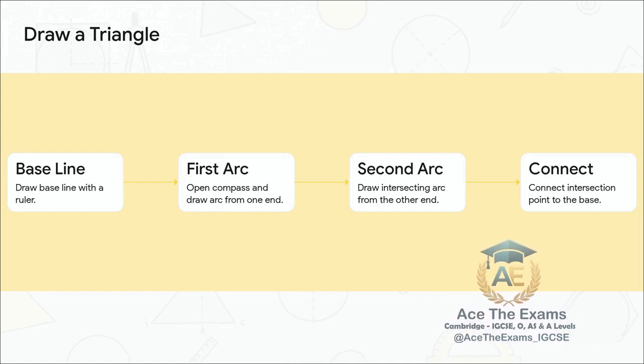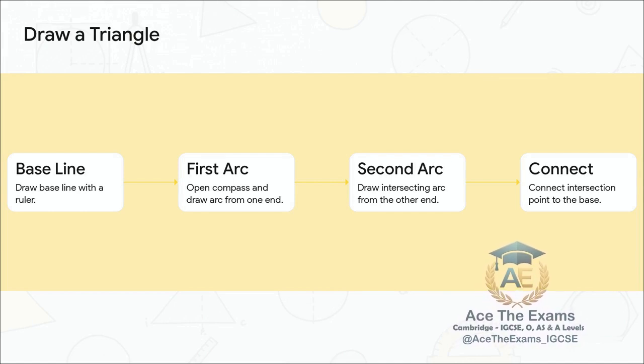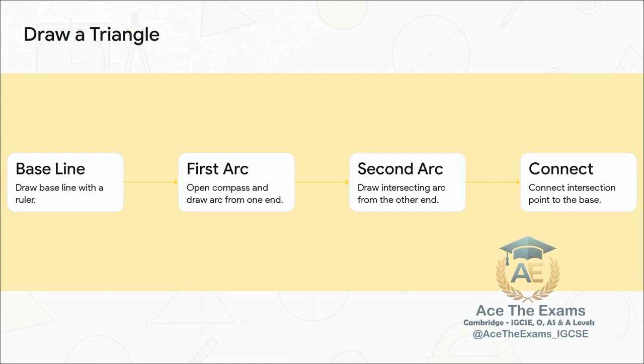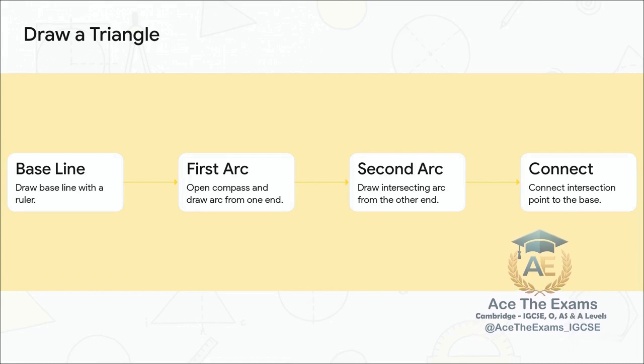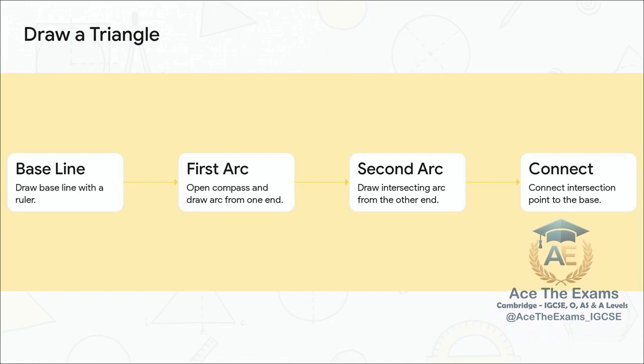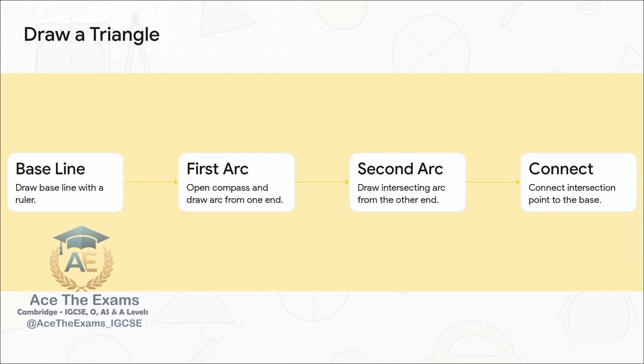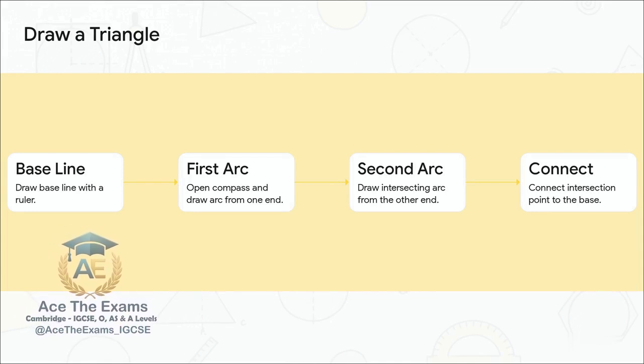Step 2. Open your compass to exactly 6 centimeters, place the point on one end, and sweep a clear arc. Step 3, adjust to 7 centimeters, place it on the other end, and draw an intersecting arc. Step 4, connect that exact intersection point back to the ends of your base. And listen, do not erase your compass arcs. The examiner needs to see that evidence to award you the marks. You've just mathematically guaranteed a flawless construction.